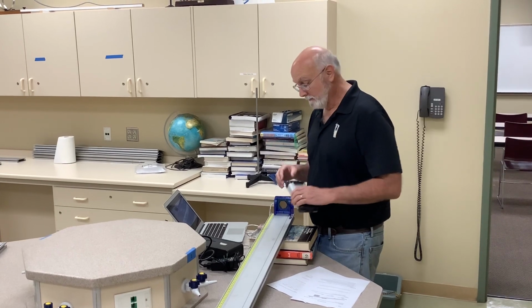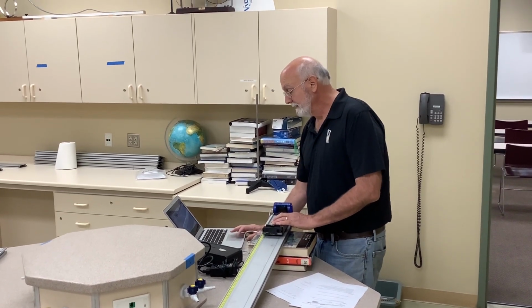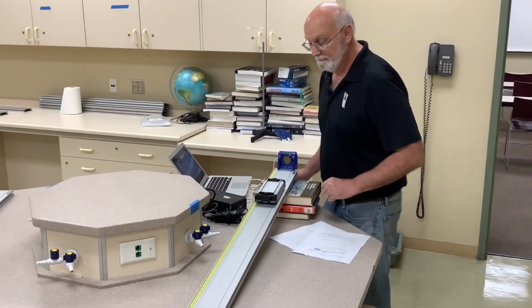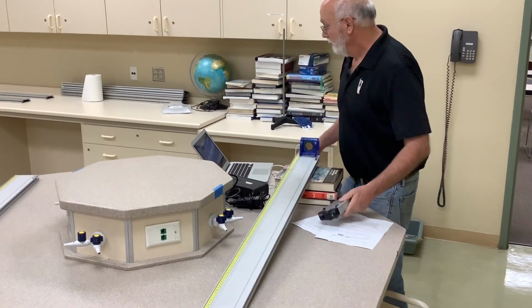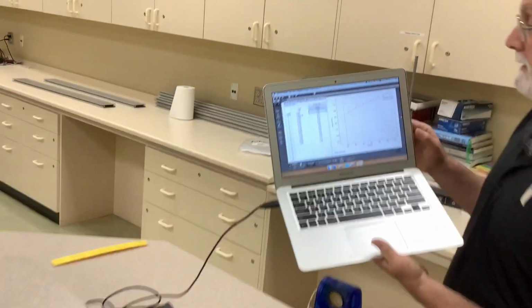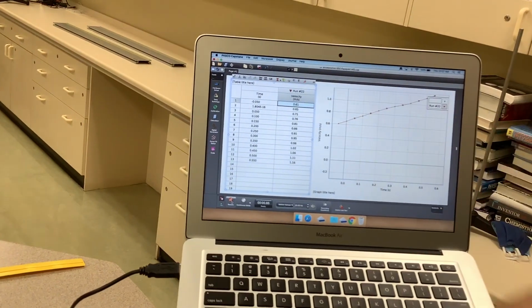So we're going to take a run. I put the cart here, start at rest, and hit this. You'll hear a little tick, tick, tick as it starts, and now I run it. Now, if we take a look at the graph which was generated, that's pretty darn good. That's a relatively straight graph.